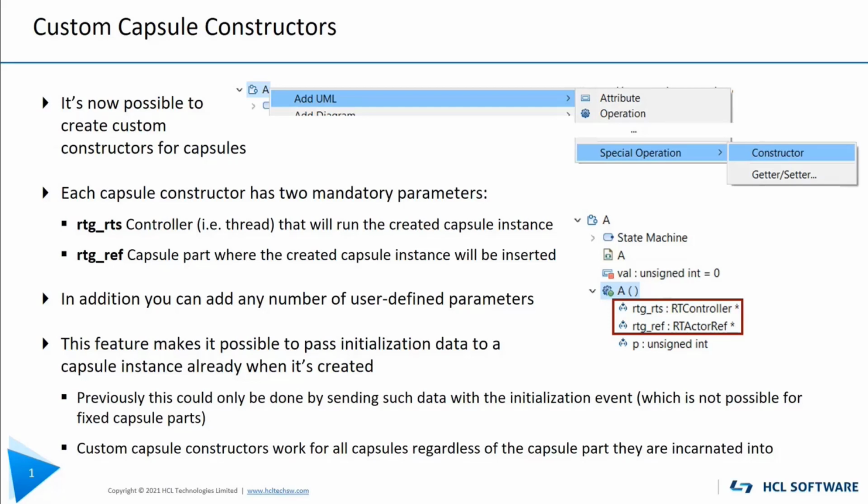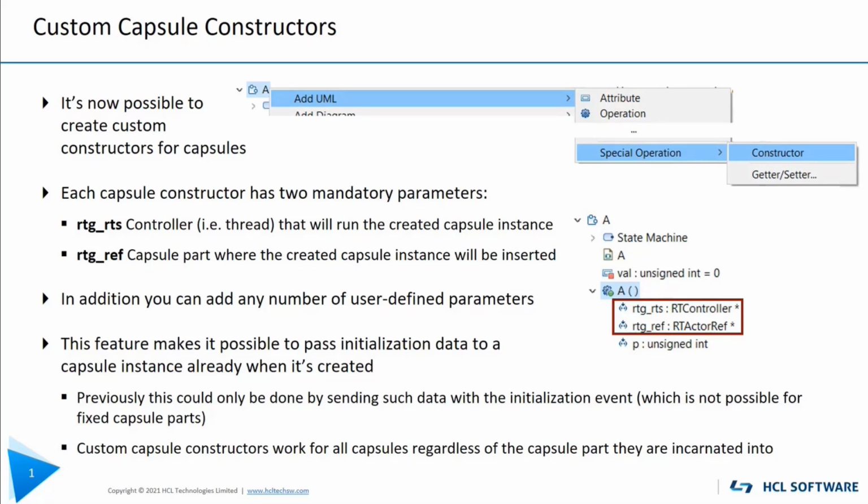The first one is the controller, that is the thread that will run the created capsule instance. And the second one is the capsule part where the created capsule instance will be inserted. Those two you should never modify because they are mandatory and are used by the target RTS and also used by the model compiler to recognize this capsule constructor. But after those two, you're free to add as many user-defined parameters as you want. So in this picture, we've added another argument called P of type unsigned int.